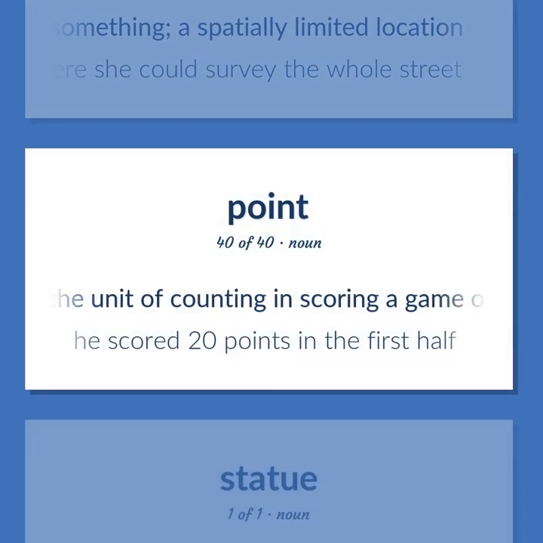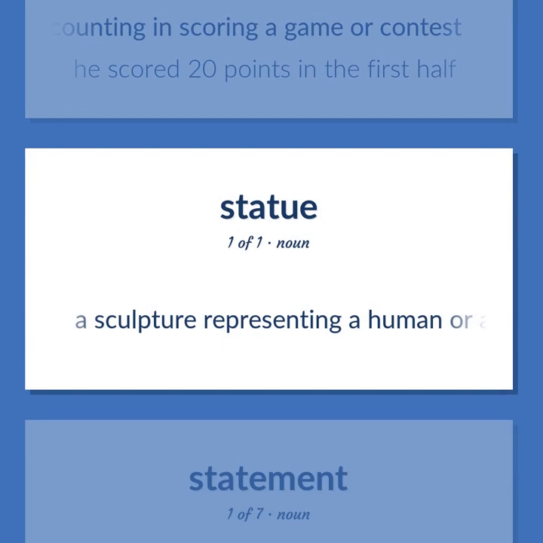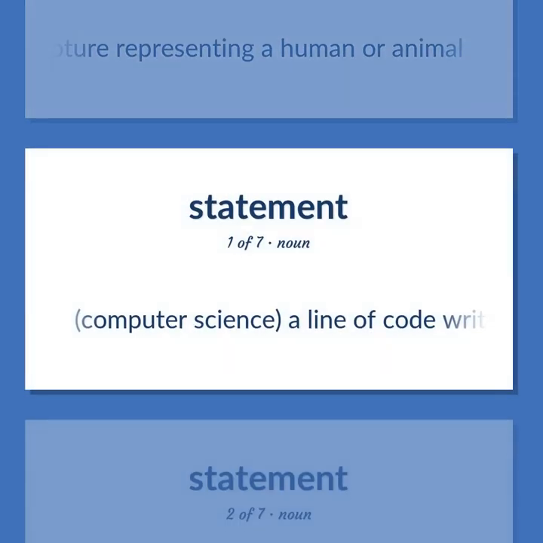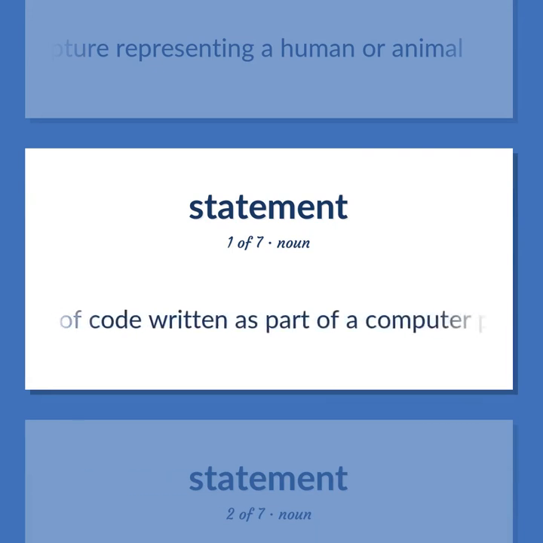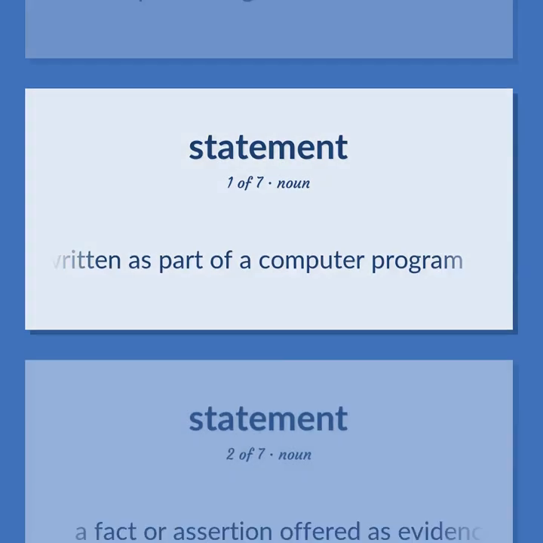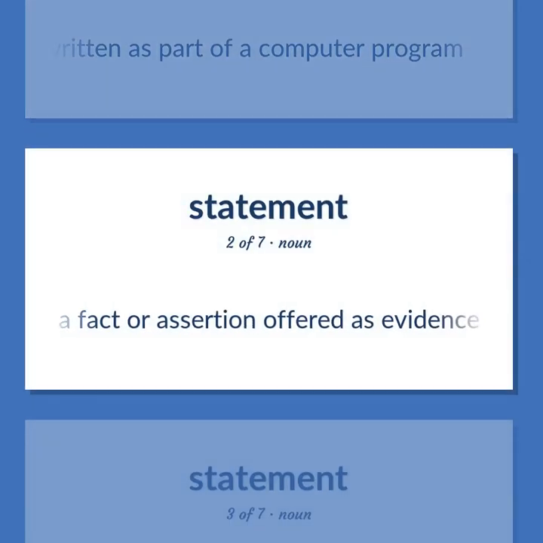The unit of counting in scoring a game or contest. He scored 20 points in the first half. A sculpture representing a human or animal. Computer science, a line of code written as part of a computer program. A fact or assertion offered as evidence that something is true.